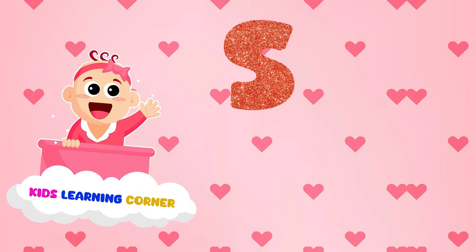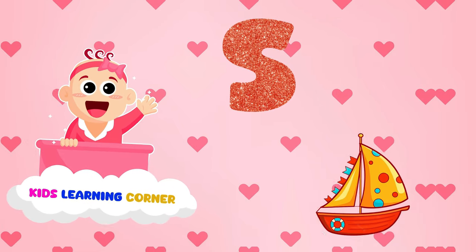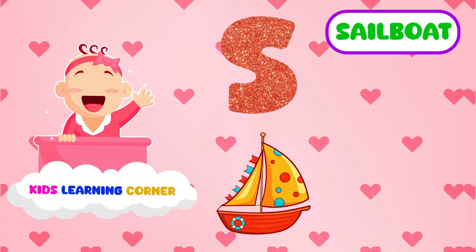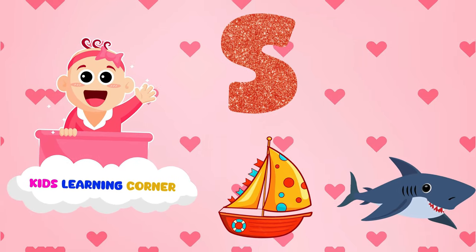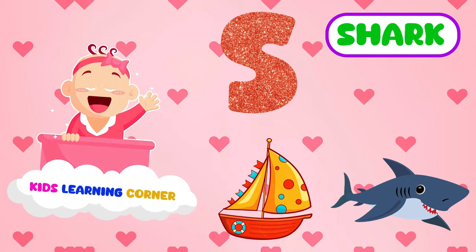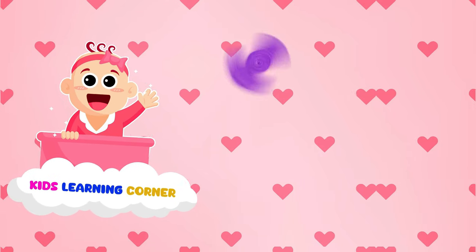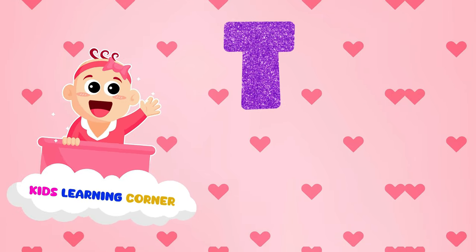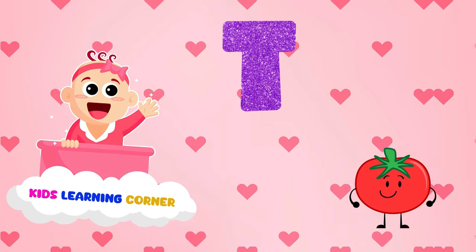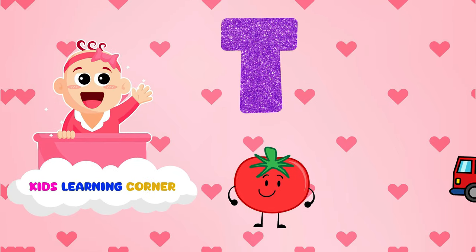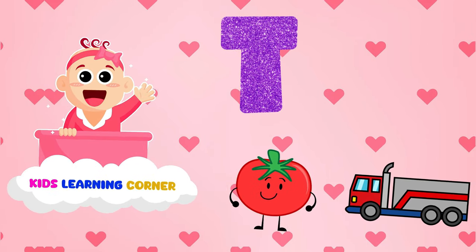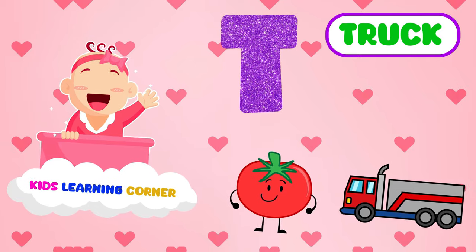Alphabet S. S for sailboat. Sailboat. S for shark. Shark. Alphabet T. T for tomato. Tomato. T for truck. Truck.